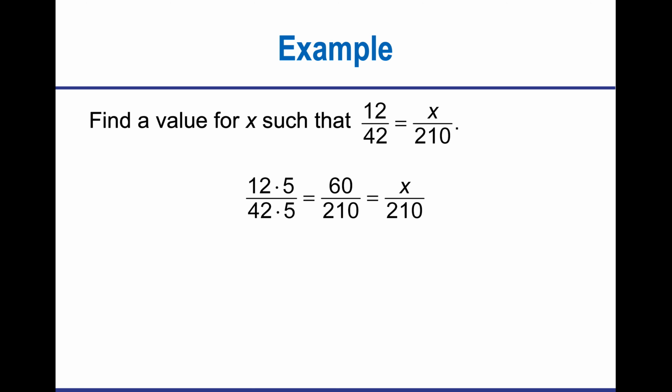So I'm going to think about, what do I multiply 42 by to get 210? And if I don't know that, I can do 210 divided by 42, and that gives me 5. If I multiply the denominator by 5, in order for them to be equivalent fractions, I have to also multiply the numerator by 5. So I get 12 times 5, which is 60. So the value of x is 60.